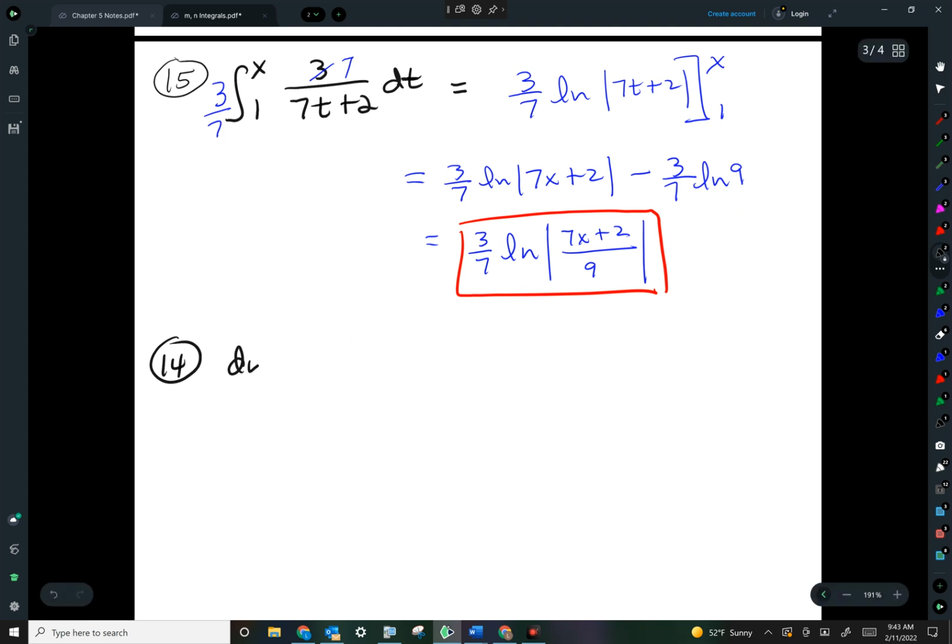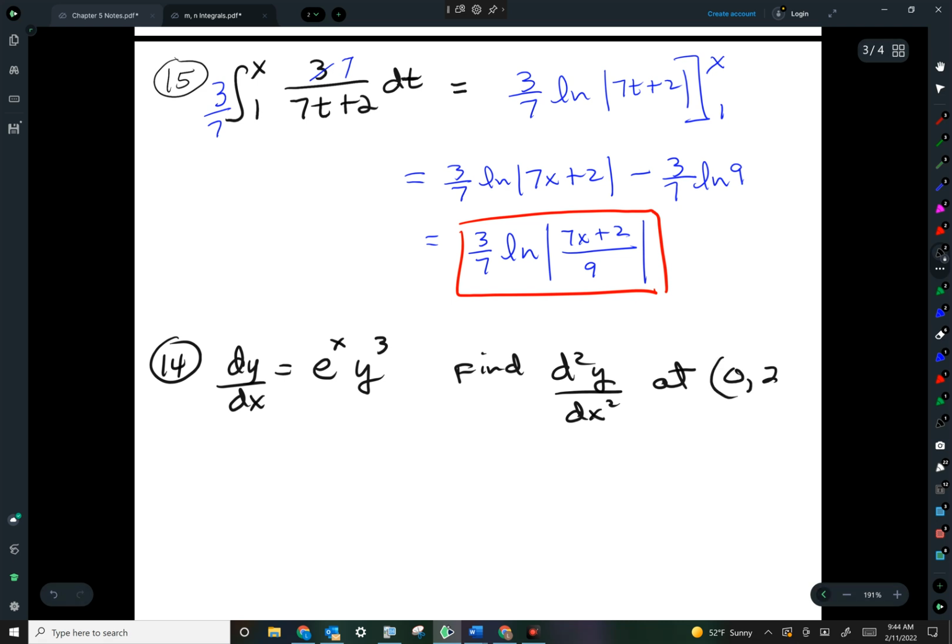It says if dy/dx equals e to the x times y cubed, find the second derivative at the point (0, 2). This might be a leave-blank question where you would not know. No. I do enjoy doing that.